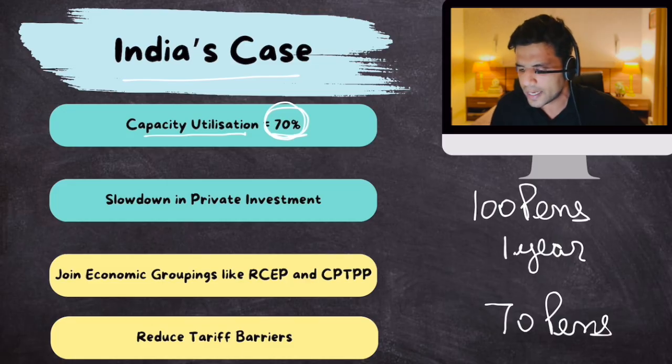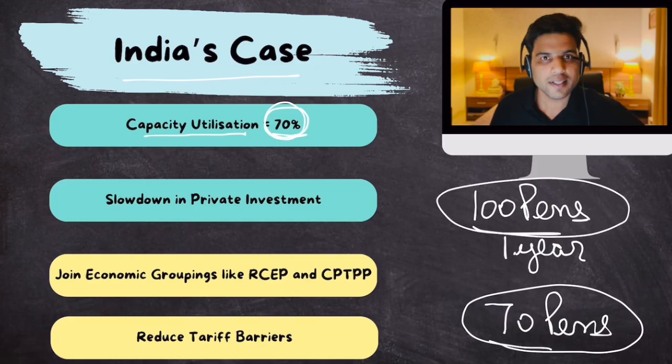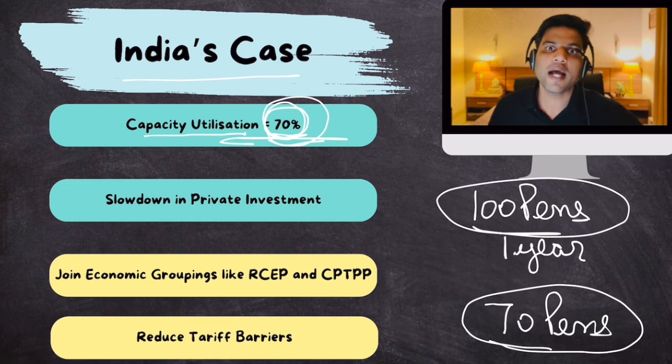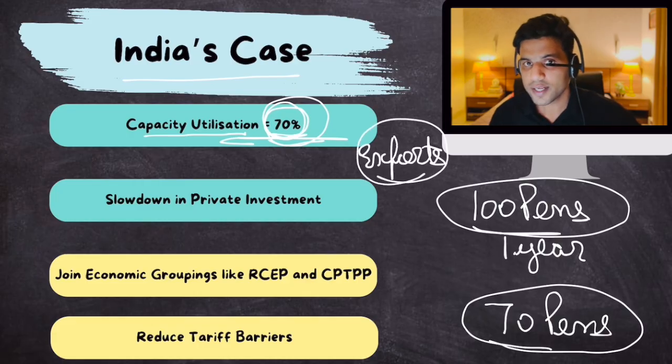That is why I'm only manufacturing 70 pens despite having the capacity of manufacturing 100 pens. Yes or no? So my capacity utilization is 70%. In India, private companies' capacity utilization is very low. That means that Indian private sector is not being able to sell its goods and services. And that definitely means that we are not exporting a lot. Our exports are low. That is proof that our China plus one strategy has failed.